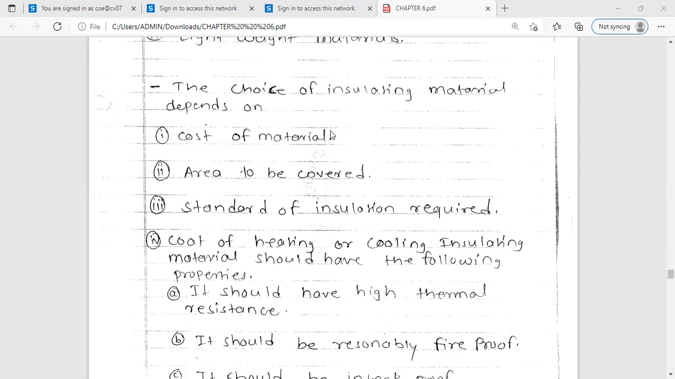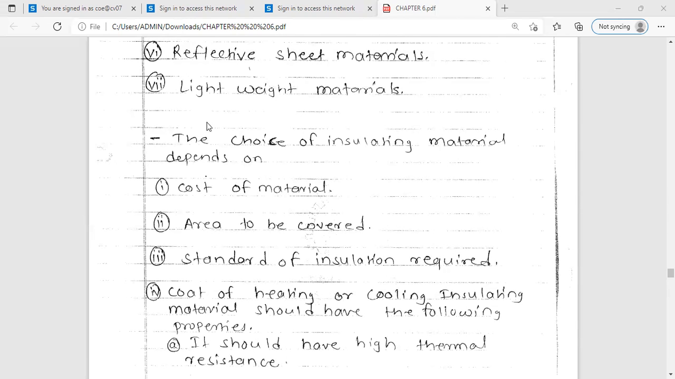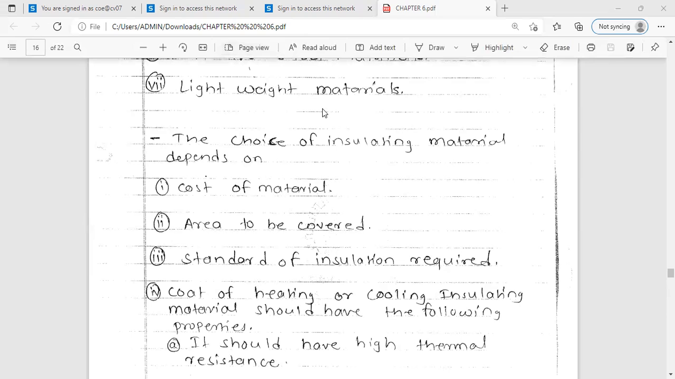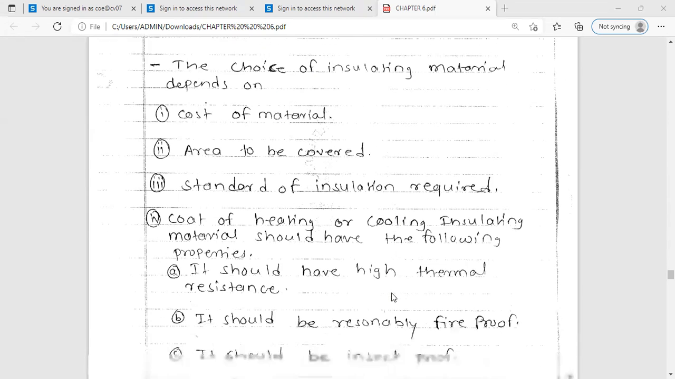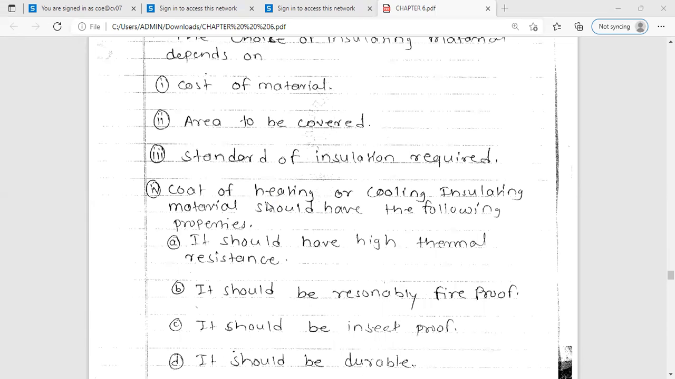Okay, so through which we will be able to achieve the thermal insulation into the building. Okay, then after that, here for achieving the thermal insulation we can go for the use of different kind of materials, but whatever insulating materials are there, it depends what kind of insulating material we have to use. It depends upon the various factors or things in that, cost of material, area to be covered, standard of insulation required, cost of heating or cooling, rate of heating and cooling.